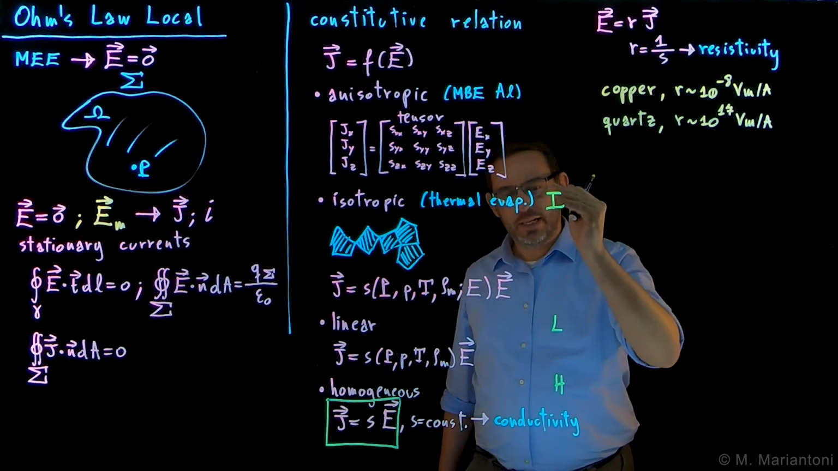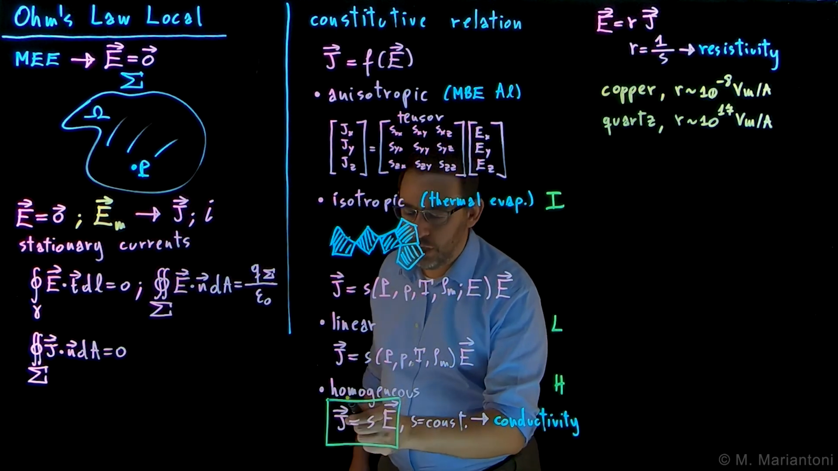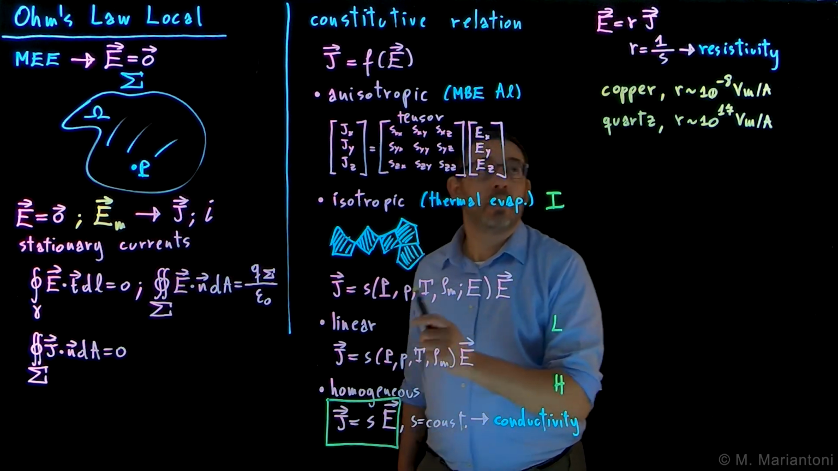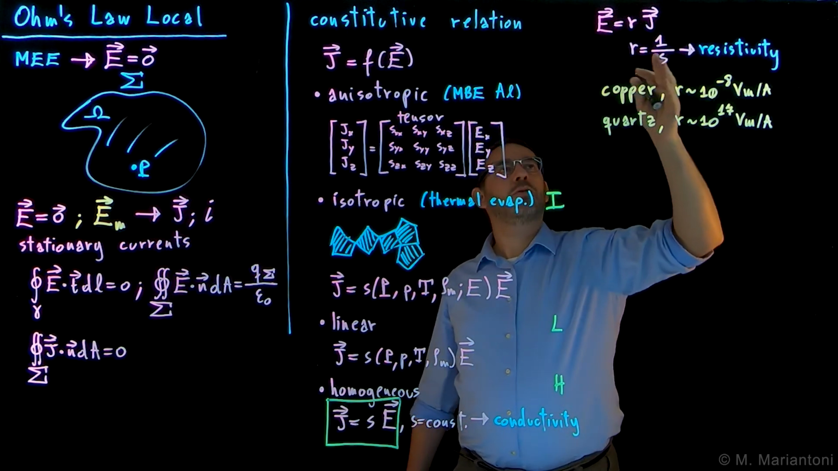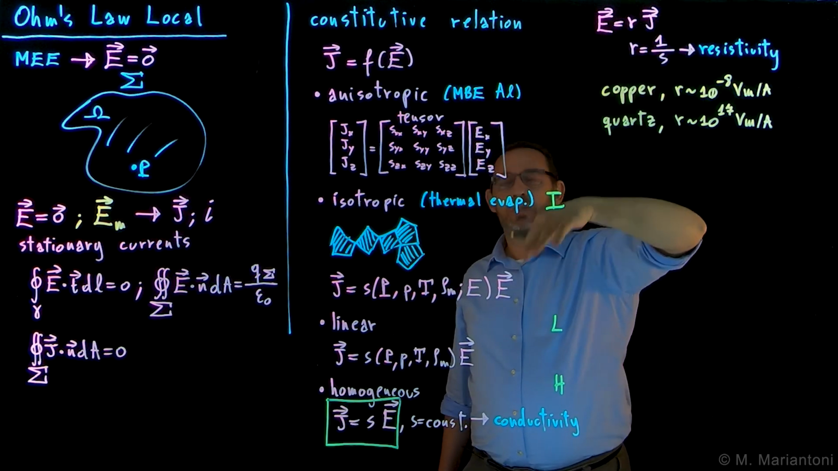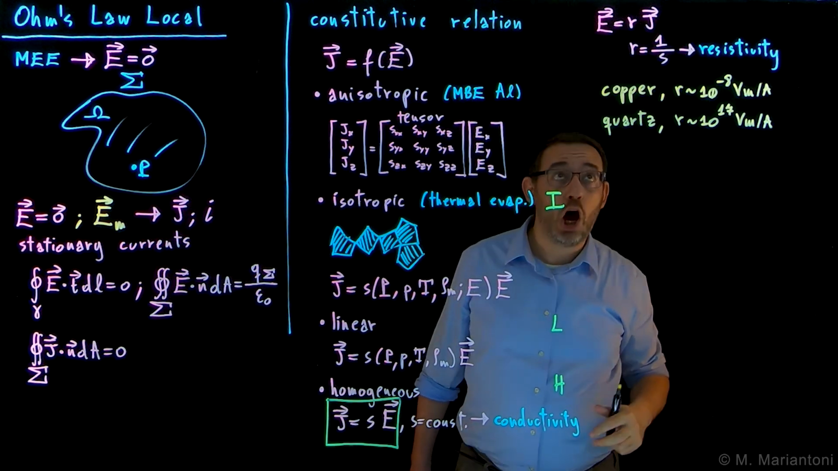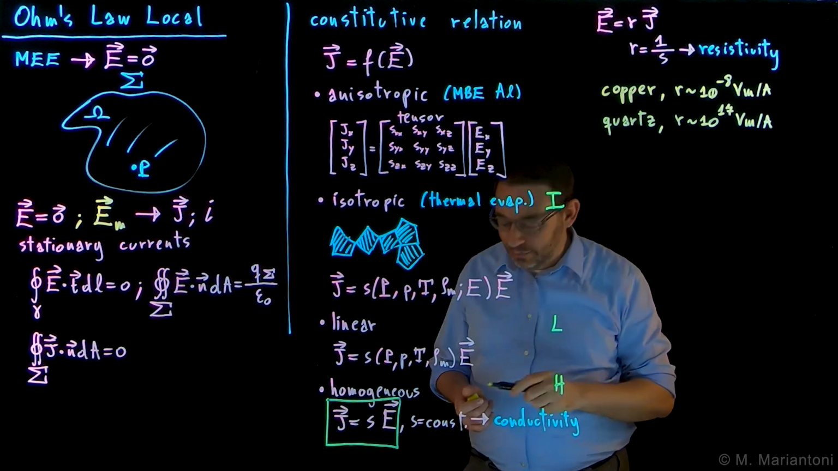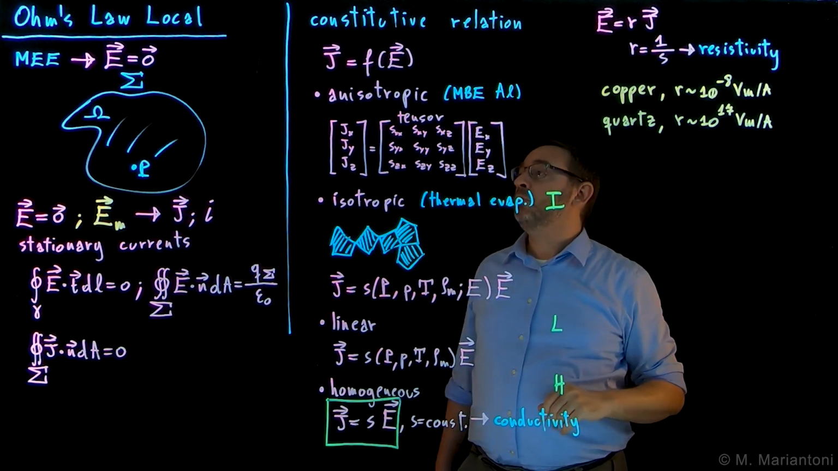So ILH materials, isotropic, linear, and homogeneous materials, then we end up having the relationship J equal S, a constant, times E. This S is the conductivity, which is very large for conductors, of course, like copper. And equivalently, we can also write it in the opposite form as E equal R J, which again is the local form of Ohm's law, where in this case R is the resistivity. And I gave you some numbers to get a sense of how big they are. And that's it.